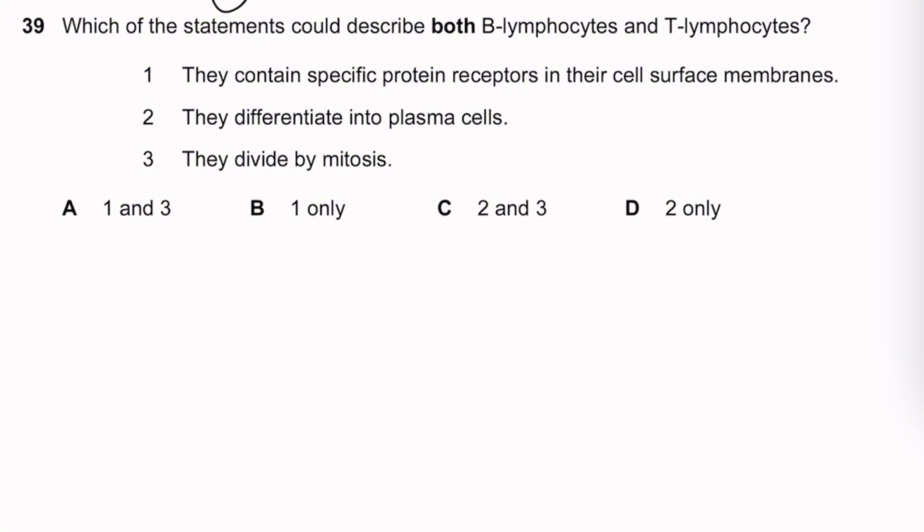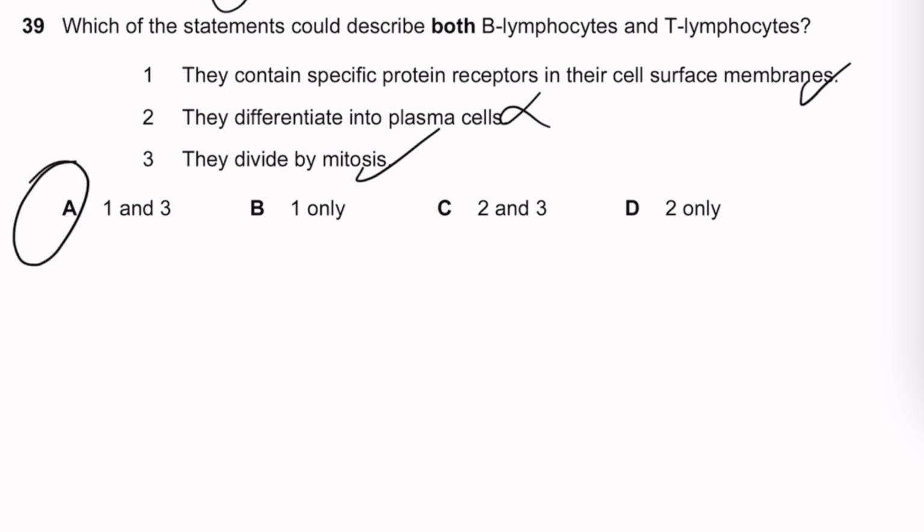Anyway. Which of the statements could describe both B lymphocytes and T lymphocytes? They contain specific protein receptors in the cell's membrane. Both of them do, that's right. They differentiate into plasma cells. Actually, no, that's a function of B lymphocytes only. They divide by mitosis, true, of course, so 1 and 3.